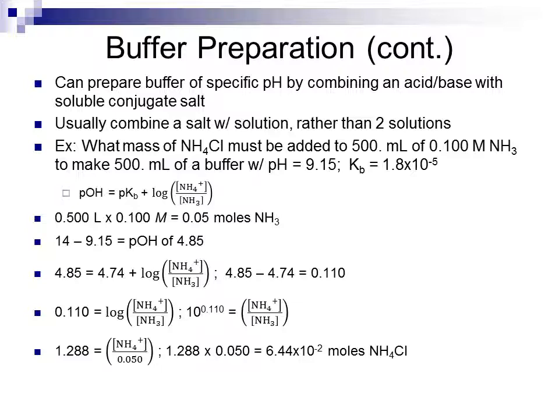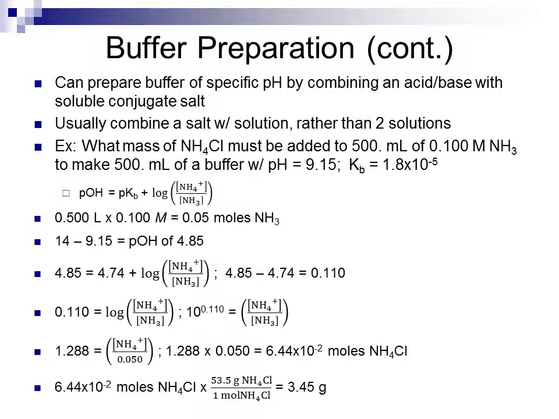10 to the 0.110 is 1.288, which equals the amount of ammonium we need divided by the amount of ammonia that we have. We just calculated earlier that we have 0.05 moles of ammonia. So 1.288 times the 0.05 moles of ammonia gives us a needed amount of 6.44 times 10 to the negative 2 moles of ammonium chloride, or 0.0644.